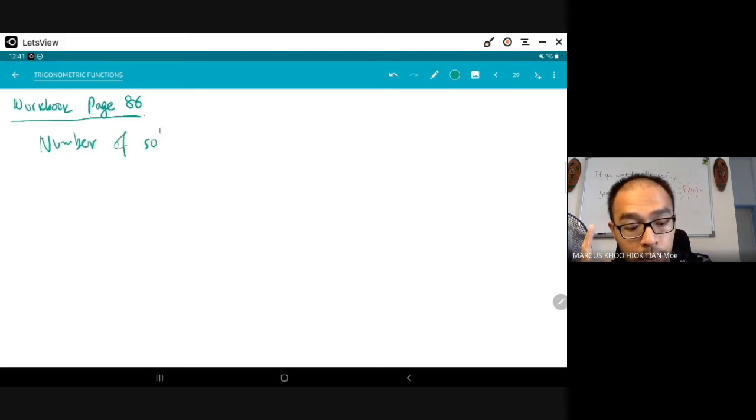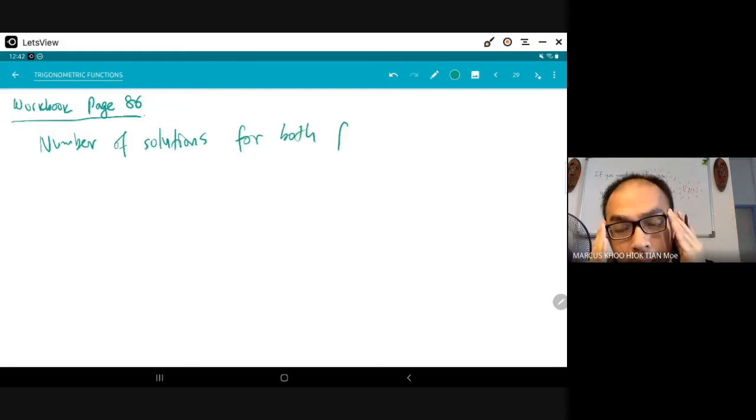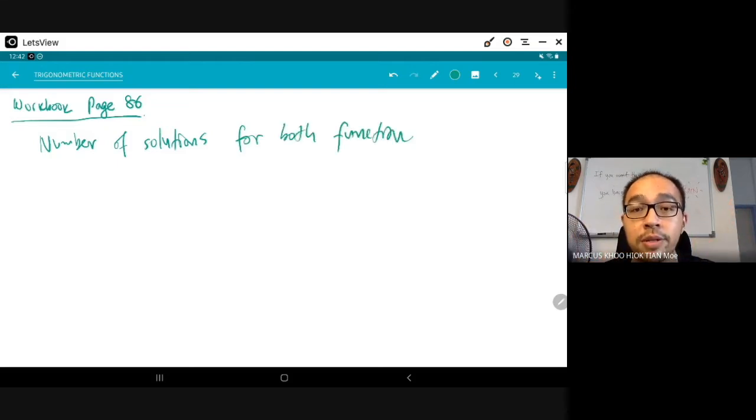So this is our number of solutions for both functions. This is our main aim for today. We want to sketch both graphs, and then look for the number of solutions. Bilangan penyelesaian. Bilangan saja saya mau.